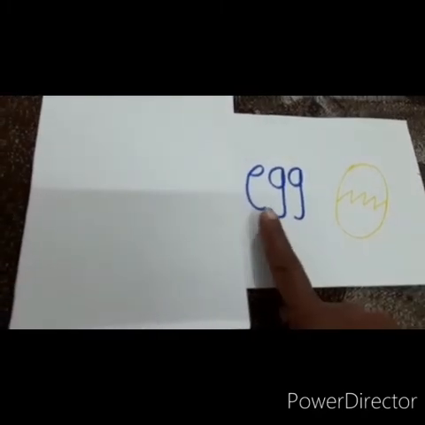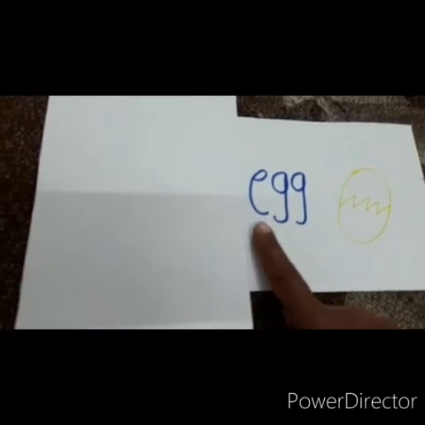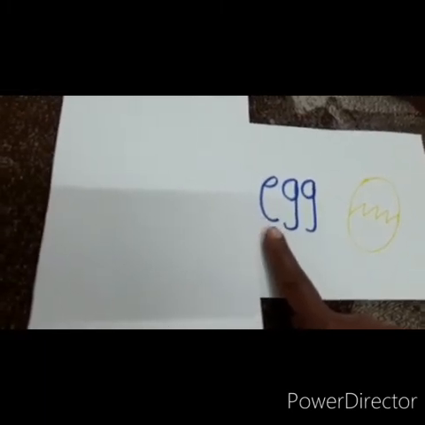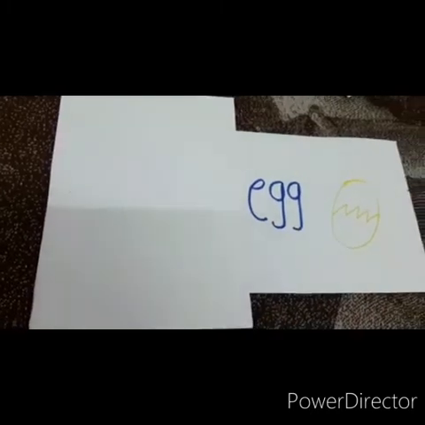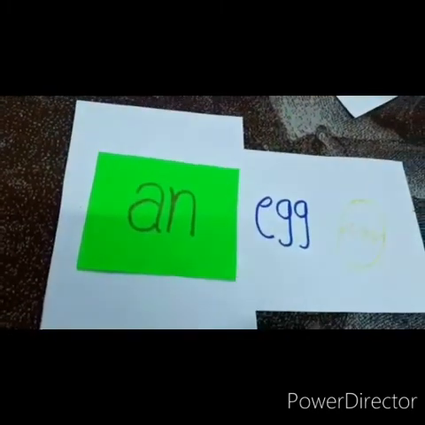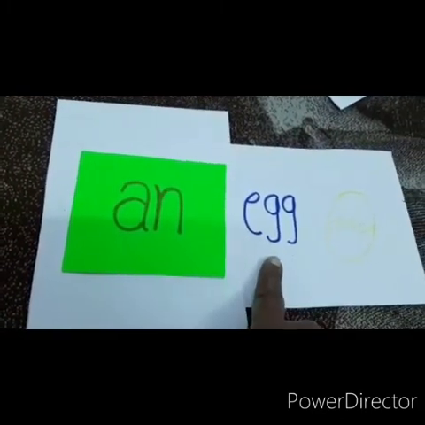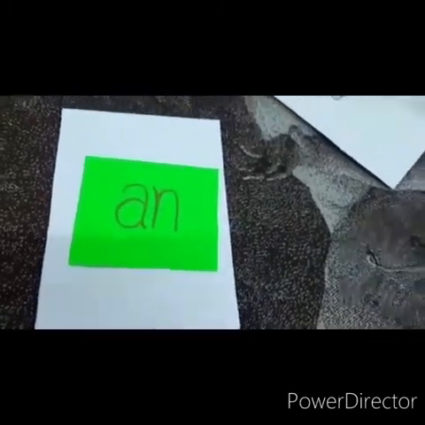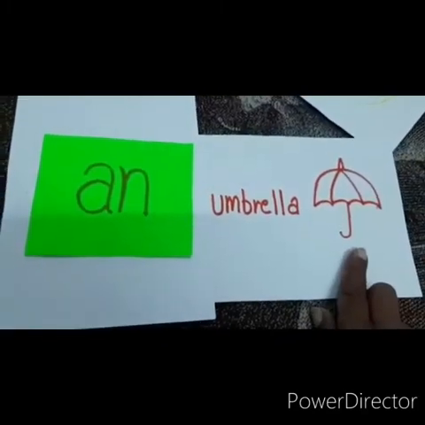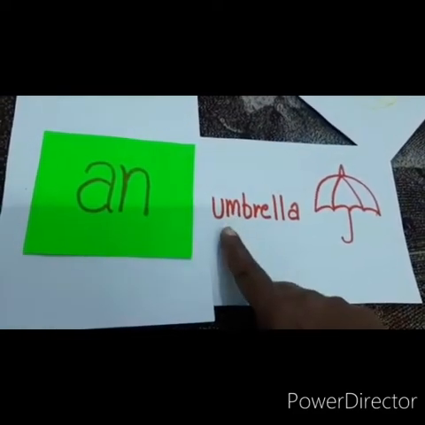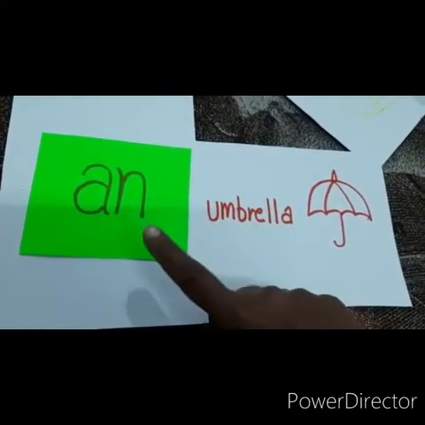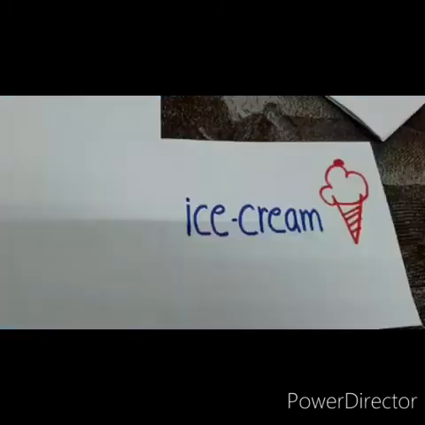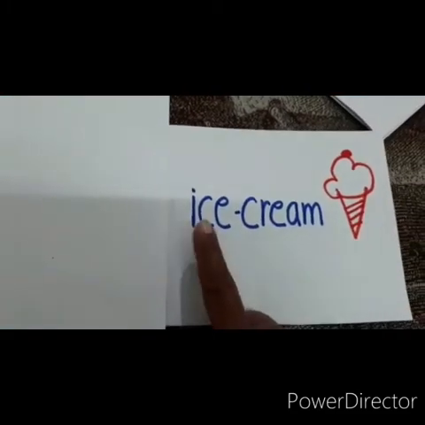So it is egg. Again the first letter is a vowel. So we will use vowel's best friend an. An egg. Now I will show you more examples. What is this? This is an umbrella. So here we use an umbrella.